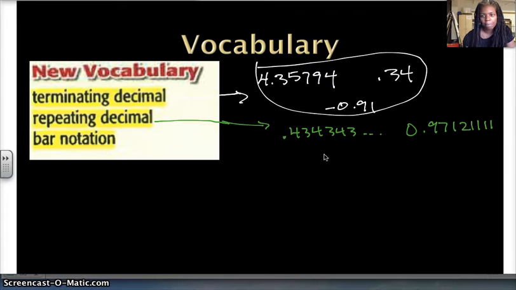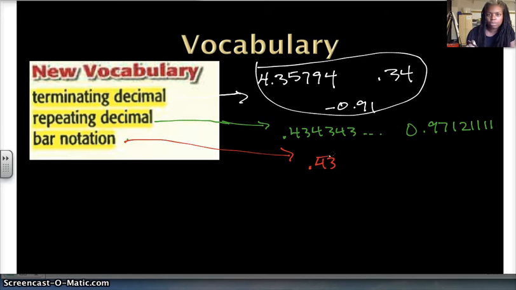Notice that with repeating decimals, at some point after the decimal point, you're able to take a value or a couple of values and just repeat them, and hence the term repeating decimal. A more convenient way to write a repeating decimal is to use bar notation. To write this number in repeating decimal form, I'd write 0.43 with a bar at the top.